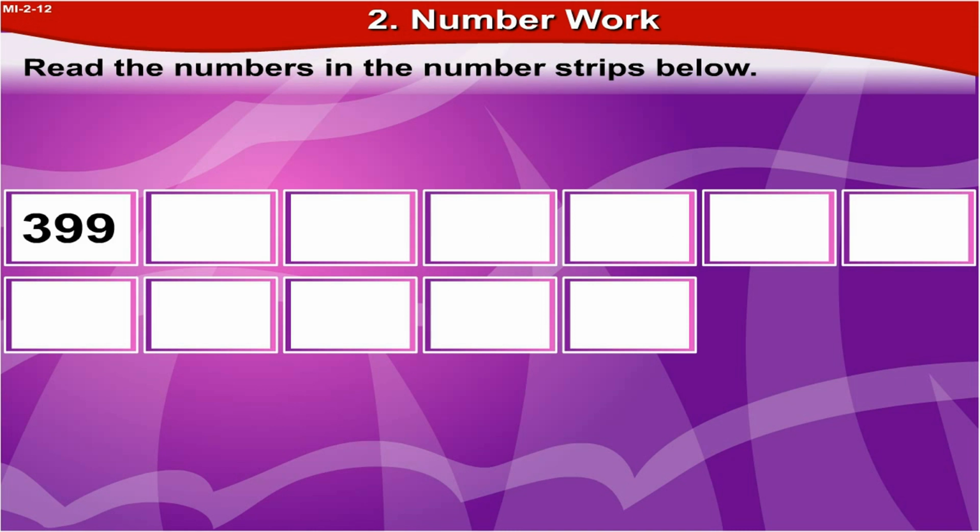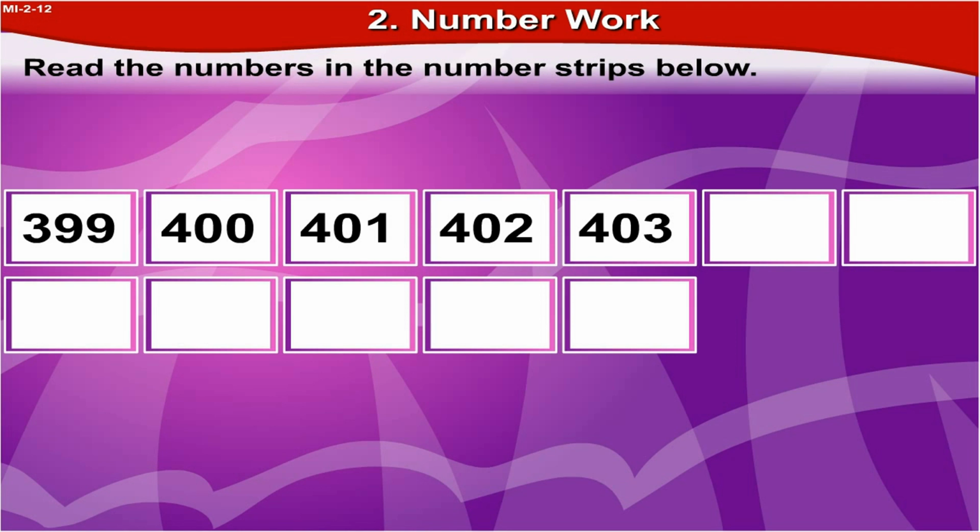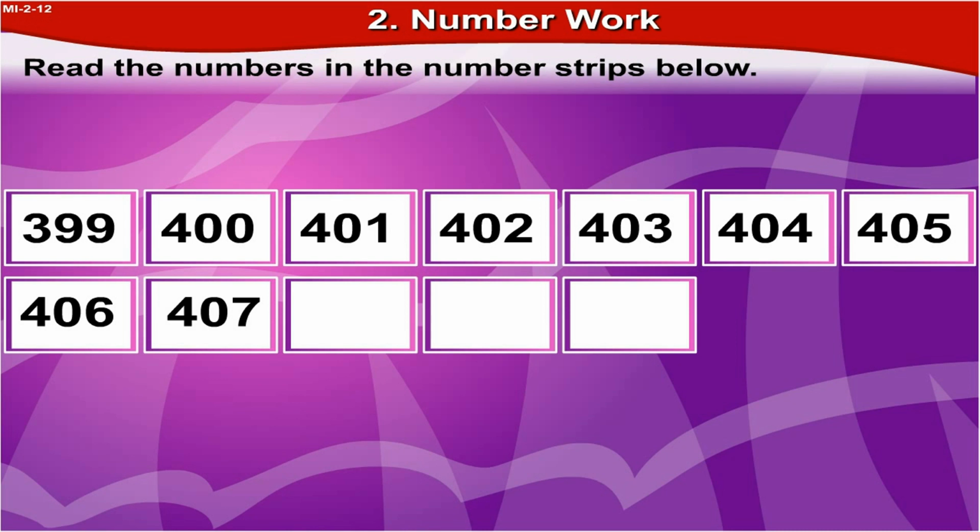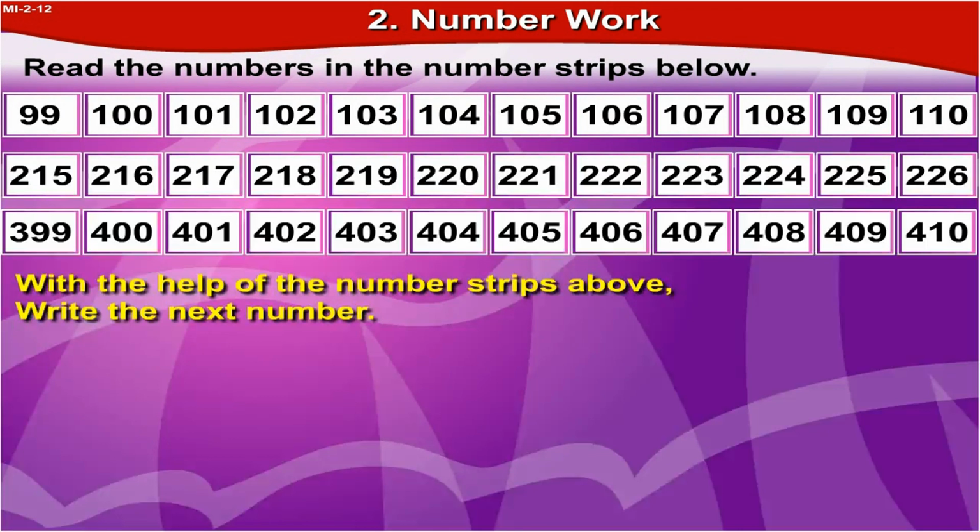Now the next is 399, 400, 401, 402, 403, 404, 405, 406, 407, 408, 409, 410.